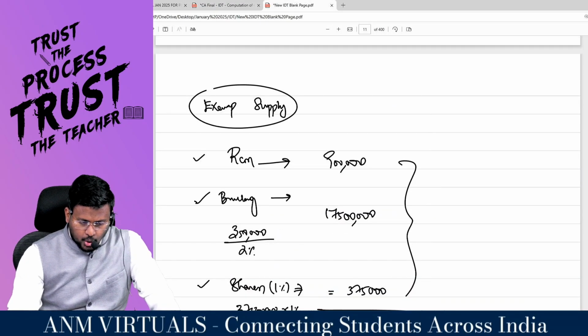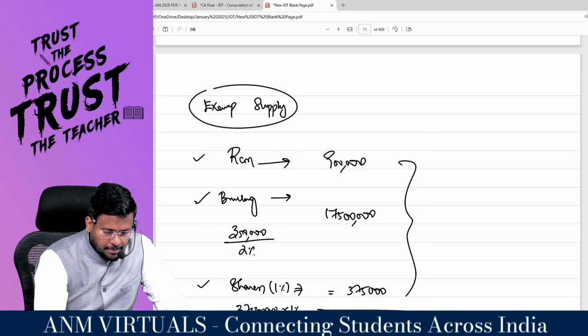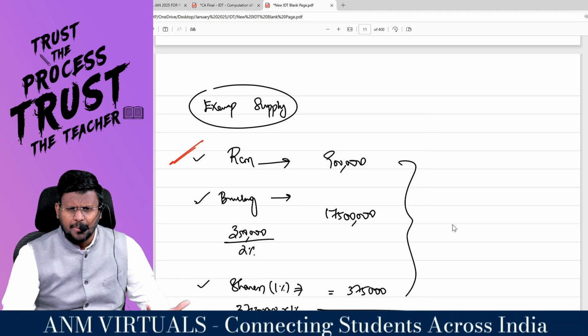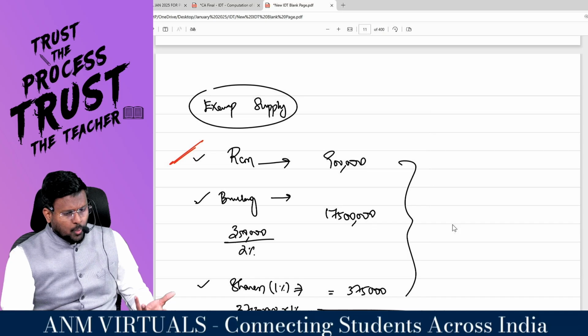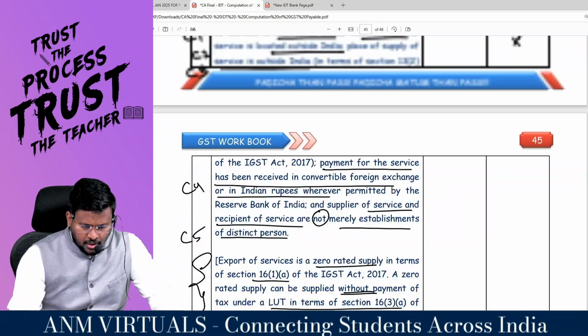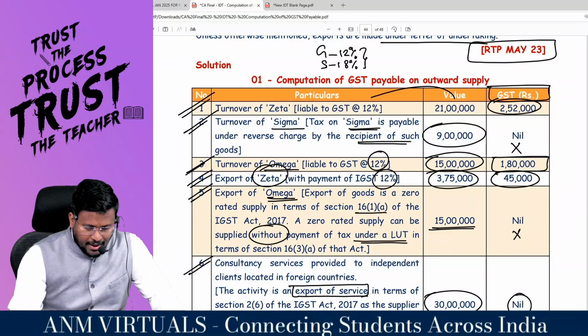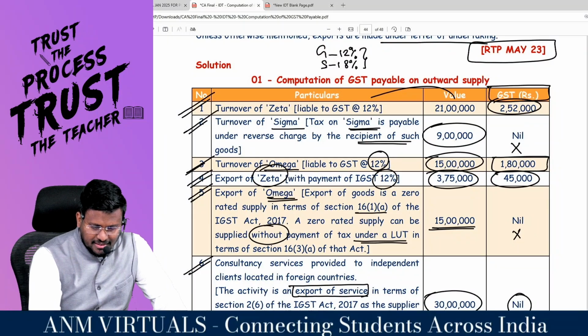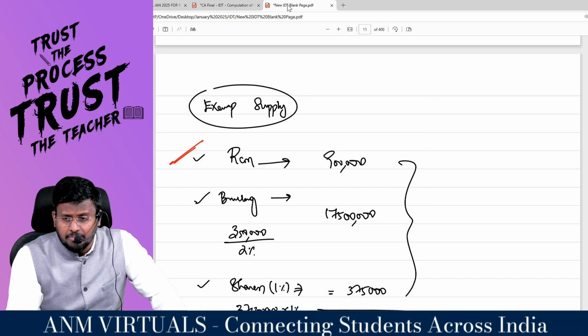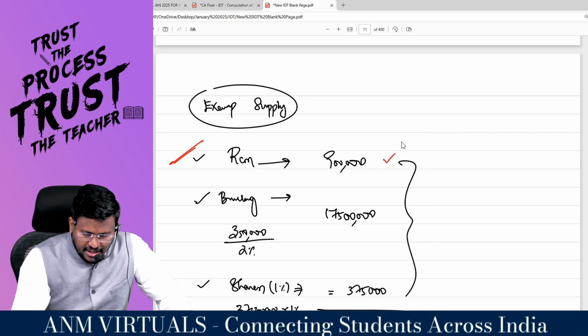Shall we? You tell me, I am going to calculate the exempt supply. First one, RCM. What is the turnover of RCM supply? Which item is RCM? Sigma. What is the taxable value of sigma given in the question? 9 lakhs is the sigma value. So the sigma value is 9 lakhs. Yes, sir. So will that form part of exempt supply? Yes, sir. So 9 lakh I have taken into consideration.